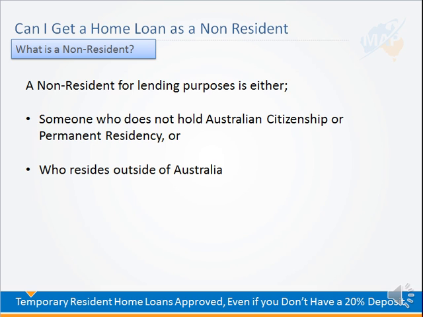Firstly, cover off on what a non-resident is. A non-resident for lending purposes is someone who does not hold Australian citizenship or permanent residency or resides outside of Australia. So for example, an Australian expat, an Australian citizen living abroad, would also be defined as a non-resident.